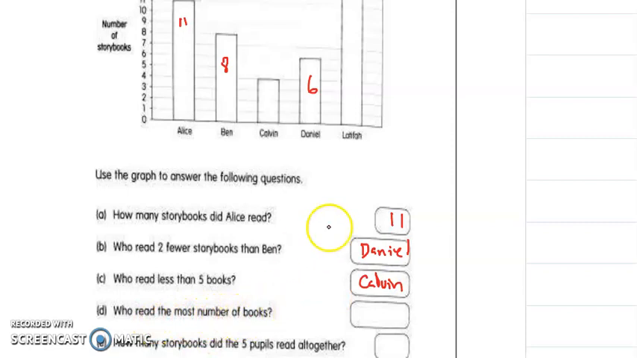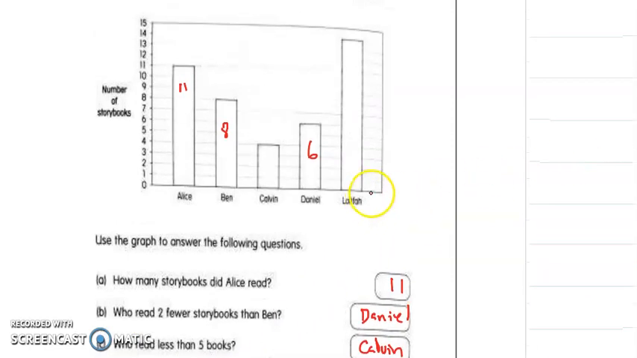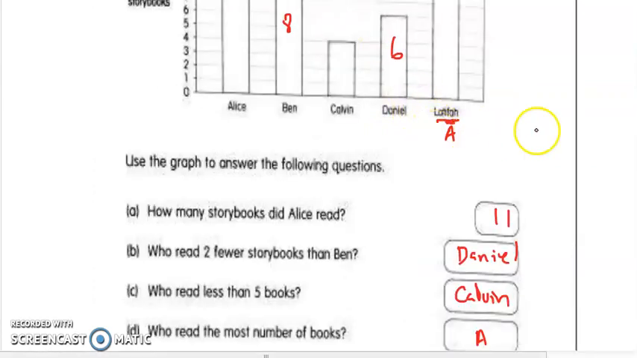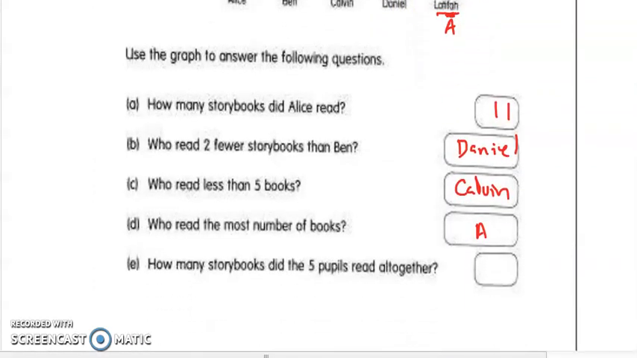And who read the most number of books? The name of the student is not clear, so I will give the name A to this one. You can check in your activity book. This student read 14 books, so he is the one who read the most books. Write whatever name is written in the activity book, because I can't read it clearly. Let me zoom in a little bit. Still it is not clear.